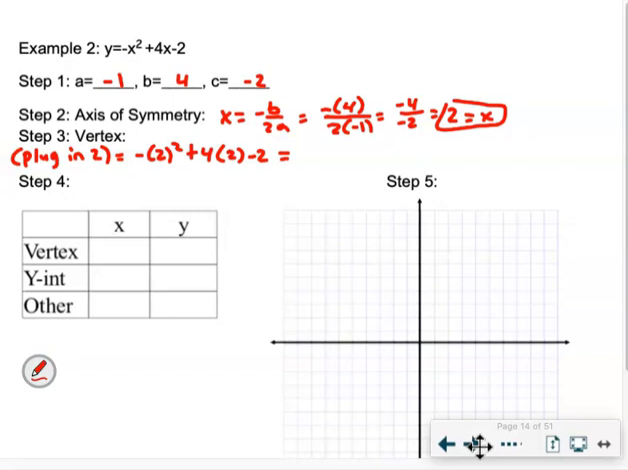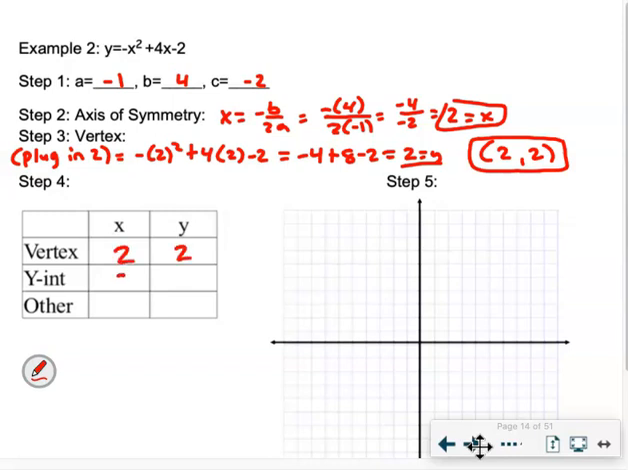So I have 2 squared here, which is 4. So there's still a negative out front. I have -4 plus 8 minus 2. So I have -4 plus 8 giving me +4, minus 2, I get 2. So that's my y. So the vertex is at 2, 2. That's how it worked out this time. 2, 2. So that's going to go right here.